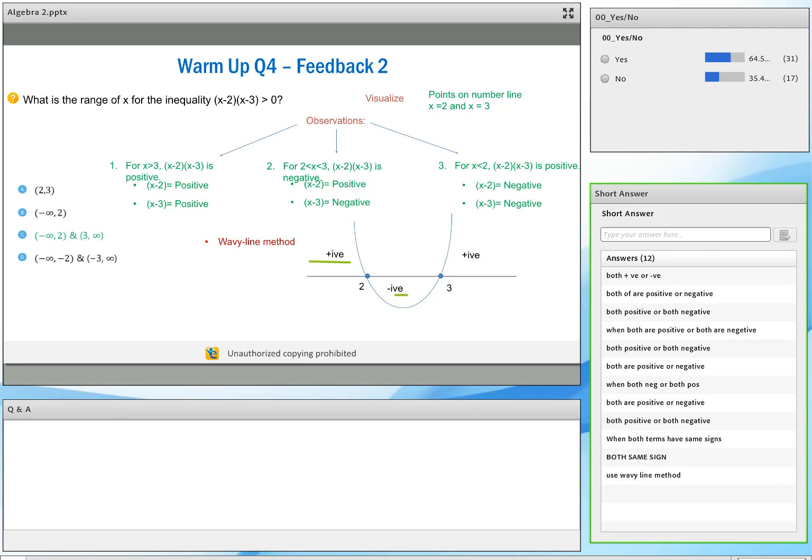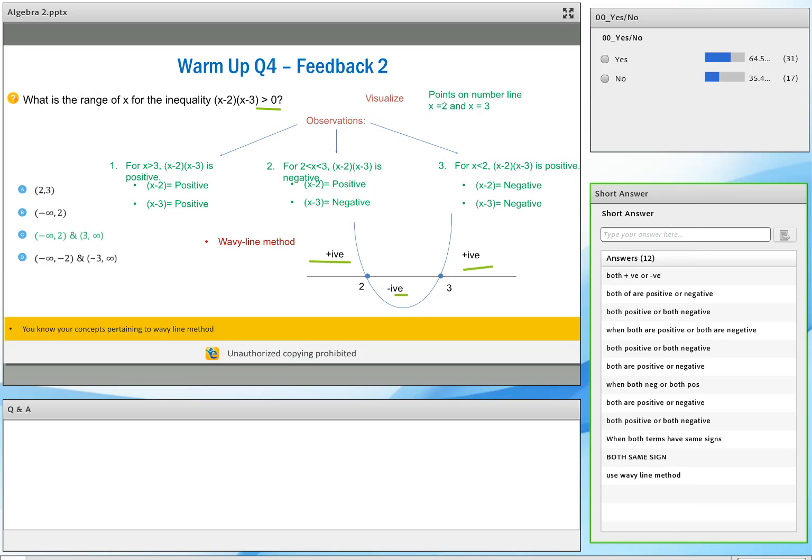One is this segment, the other is this segment, and the other is this segment. In which segments is this part positive, because that's what you're looking for, right? So in this case, essentially that's how you work with the Wavy line method.